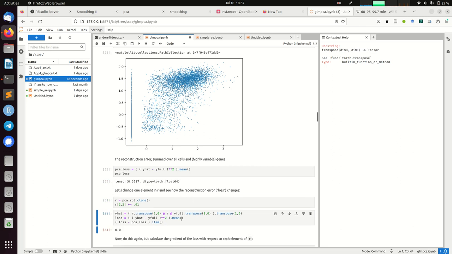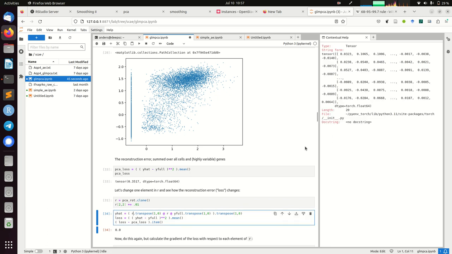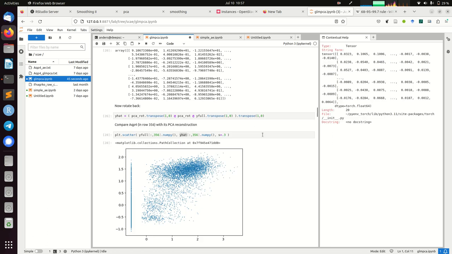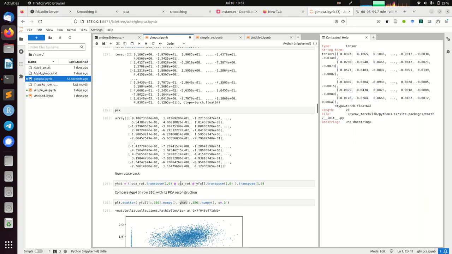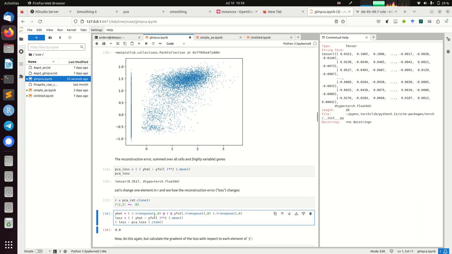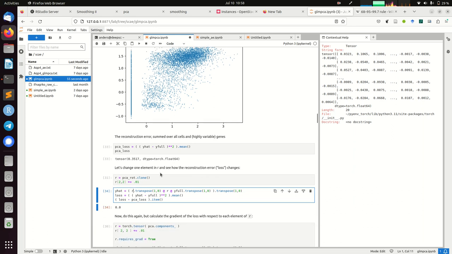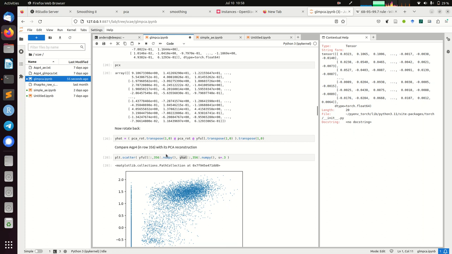Everything got perfect. I don't understand why. Why does it say here R dot transpose dot R? Isn't this what I've done here? Dot y full transpose. I don't get it.